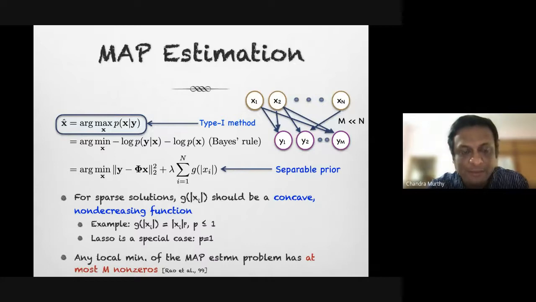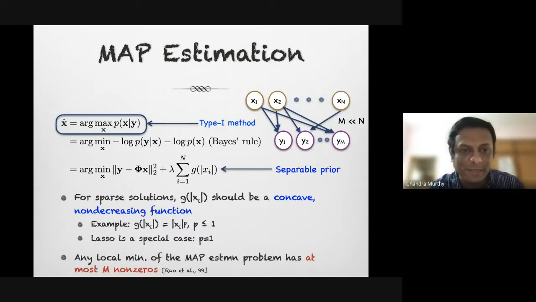You define your estimate to be the value of x that maximizes the probability density function of x given your observations y. Now, if you simply use Bayes' rule, p of x given y is equal to p of y given x times p of x divided by p of y. And maximizing p of x given y is the same as maximizing the log of p of x given y, because the logarithm is a monotonic function, which is the same as minimizing the negative log of p of x given y.